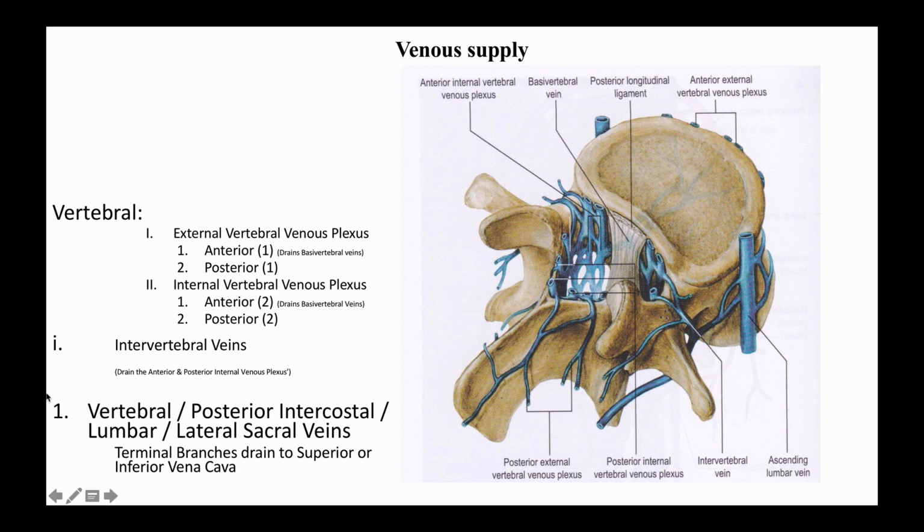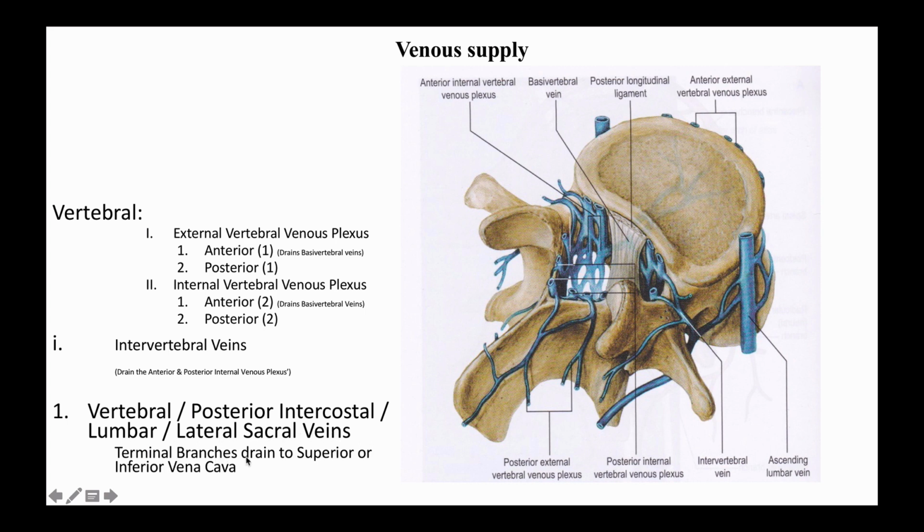Below that we see our terminal branches here. You have the vertebral vein if you're up in the cervical region, the posterior intercostal vein if you're in the thoracic region. This is a picture of a lumbar vertebra, so we've got the ascending lumbar vein. You can see this intervertebral vein will come out and communicate with this ascending lumbar vein, which basically drains all down that lateral side of the vertebral body. And if we were in the sacral region, you'd have the lateral sacral veins.